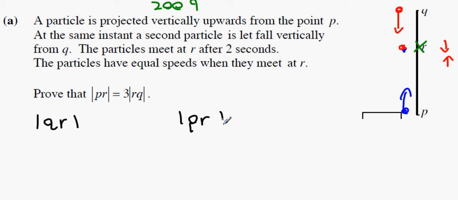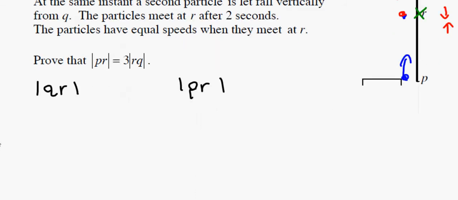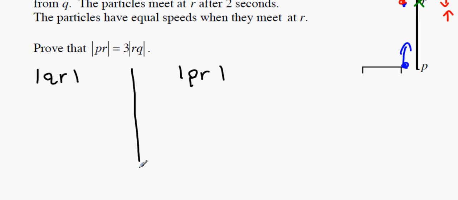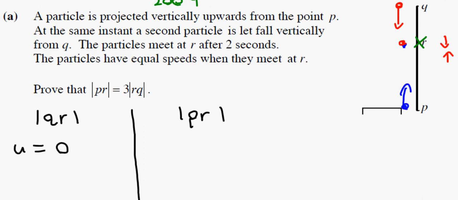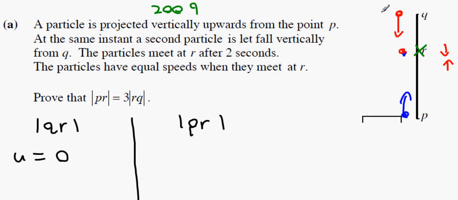And what we need to do is write down as much information as we can about both sets. So Q, remember Q is let drop, so U equals 0, because at Q it's just allowed to drop, the same instant it is let fall. Let fall means U equals 0. And for the particle projected vertically upwards from point P, it has to have a speed to leave. So for PR we'll call the speed it leaves with U, because it needs to be projected upwards.